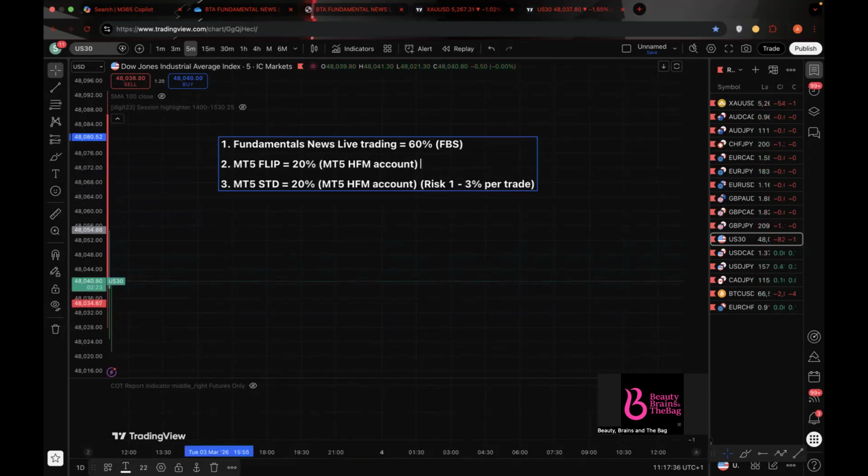This MT5 flip is reserved for only US 30. I'll be calling out trades on it from 1 to 6 p.m., only US 30. So anytime you see a trade on US 30, this is the one you take it on. Anytime I call any other trade that is not US 30, you take it on the standard one.